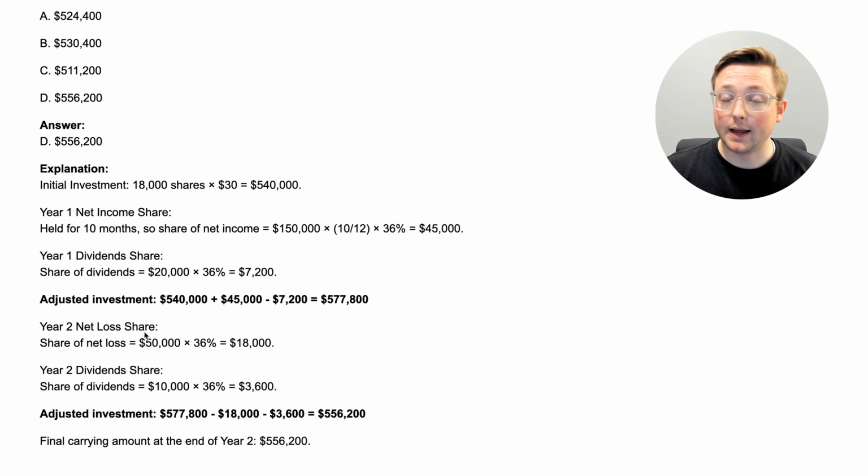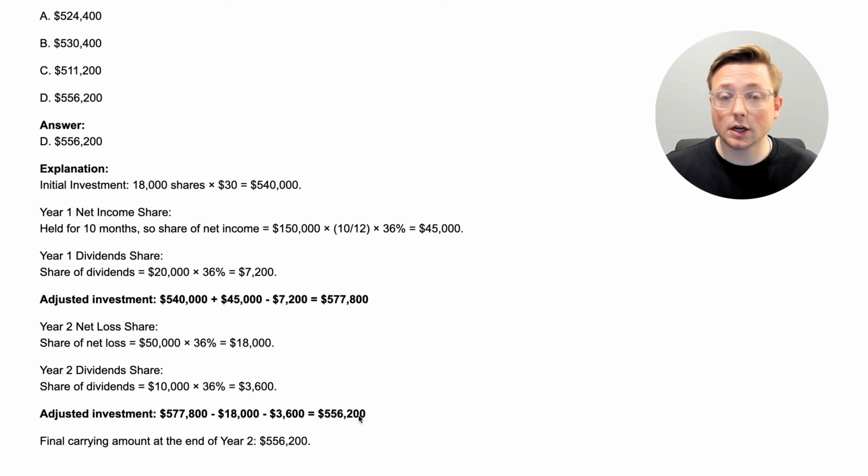Similar idea, but they had ownership all the way through year 2, so we don't have to figure out 10 out of 12 months or anything like that. We can just do $50,000 of this loss multiplied by their 36% ownership, and that gives us an $18,000 share of, again, it was a net loss. So remember that this is a loss. And then the dividend share is just $10,000 multiplied by their 36% ownership, so $3,600. So you take this investment from year 1, subtract their share of the net loss, and subtract their share of the dividends, and that gives us $556,200 as the carrying amount at the end of year 2.